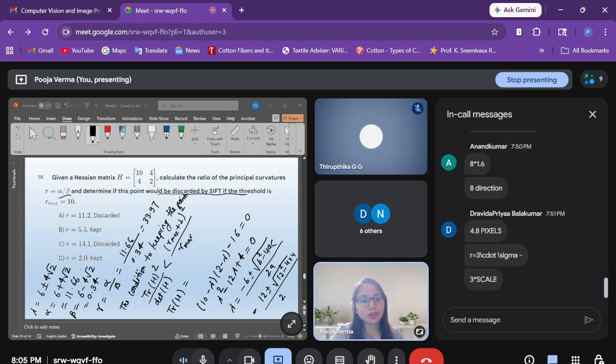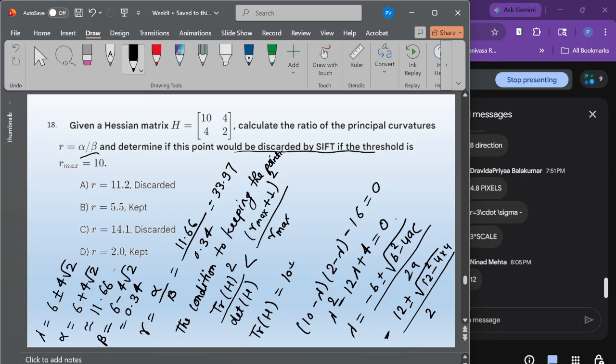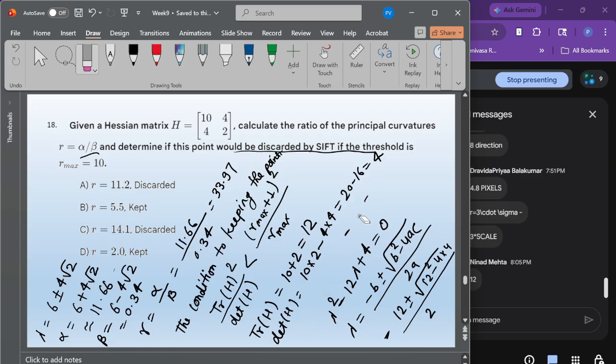Trace is the diagonal values of the matrix, right? So these are the diagonal values. So 10 plus 2, 12 is the trace, and the determinant is 10 into 2 minus 4 into 4. So 20 minus 16, that is 4, right? So we have calculated.